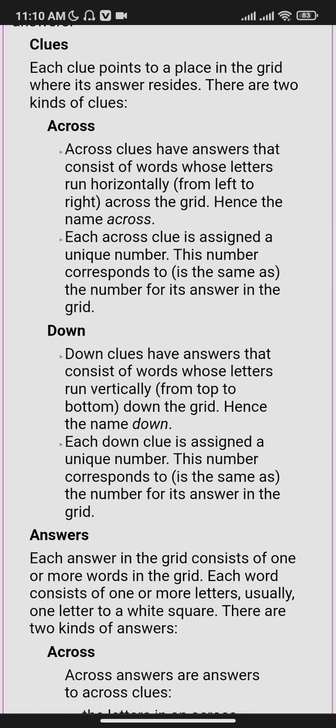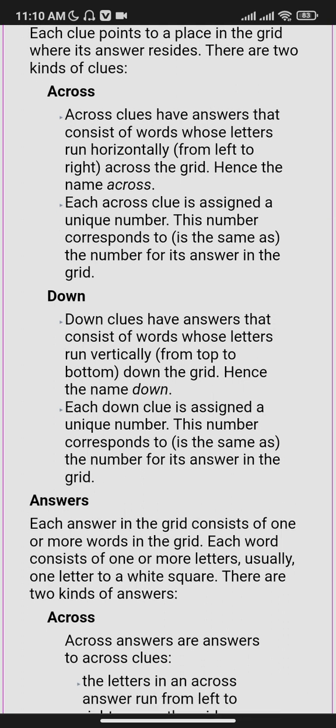Each clue points to the place in the grid where its answer resides. There are two kinds of clues, across and down. Across clues have answers that consist of words whose letters run horizontally from left to right across the grid, hence the name across. Each across clue is assigned a unique number. This number corresponds to the number of its answer in the grid.